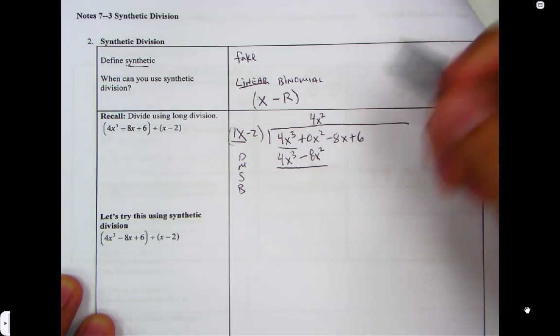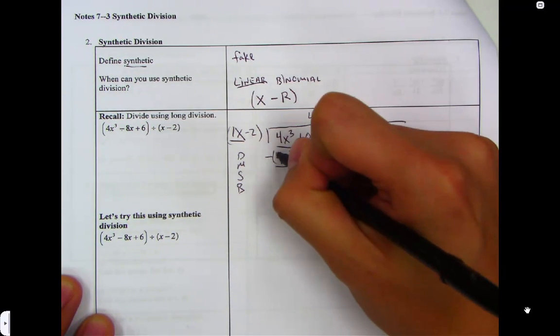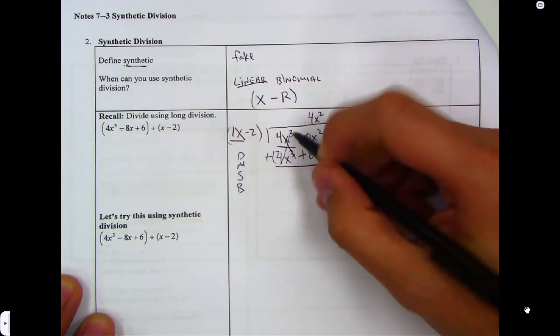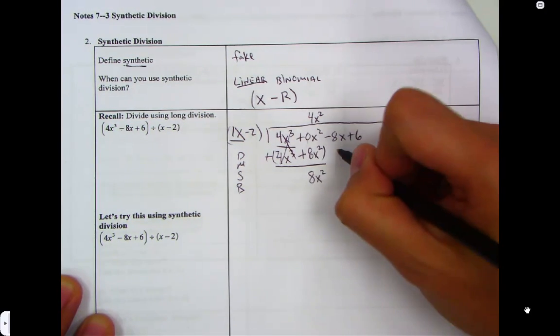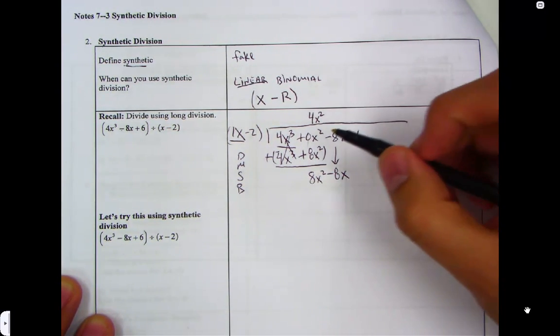Subtract, so I'm going to change the signs. And then I'm going to combine. So these cancel out. 0 plus 8 is 8x squared. B for bring down, so I'm going to bring down the negative 8x. And I'm going to start over again.